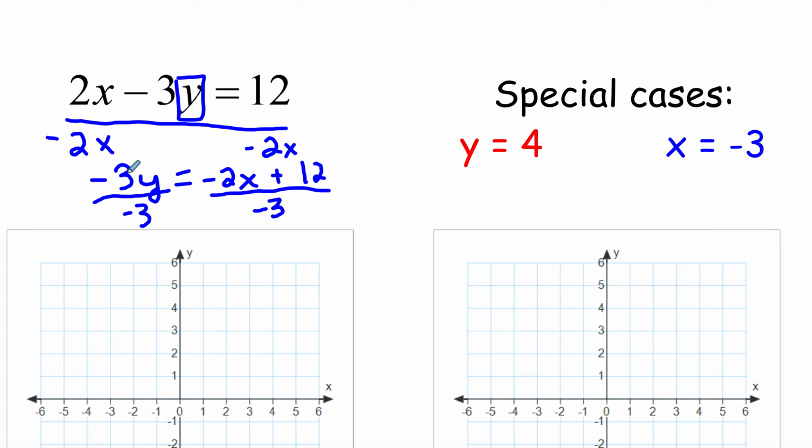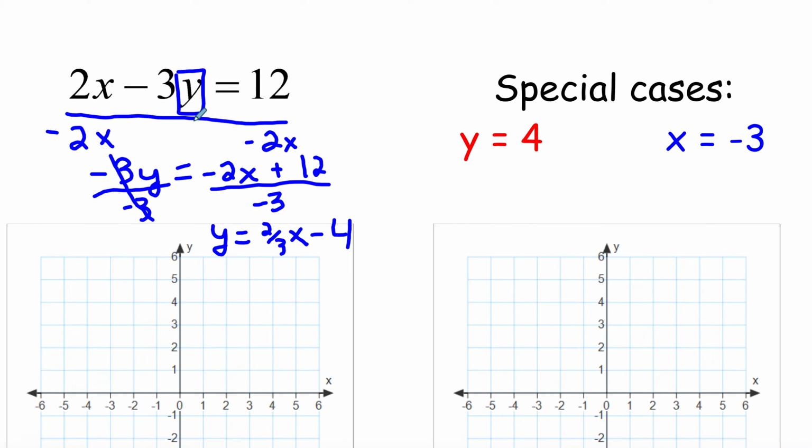And then what we get is, over here, those cross out, and we get y equals, this is negative 2 divided by negative 3, which is positive 2/3, because a negative divided by a negative is a positive, times x. And then 12 divided by negative 3 is negative 4. So y equals 2/3 x minus 4. Sometimes you'll have to do some work to get the line into slope-intercept form before you can graph it.